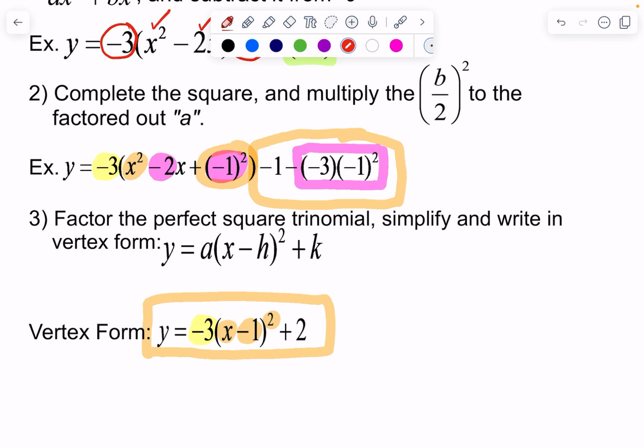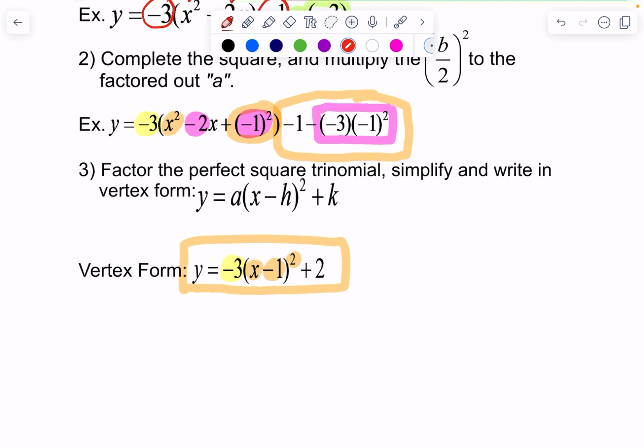My y-intercept, when x is 0, I've got -1 squared, which is 1, times -3, which is -3, plus 2, so that'd be 0, -1. I can graph both of those and be on my way. And there you have it.